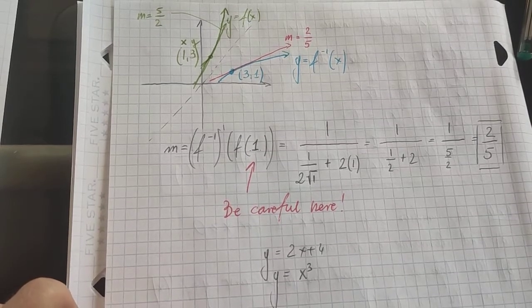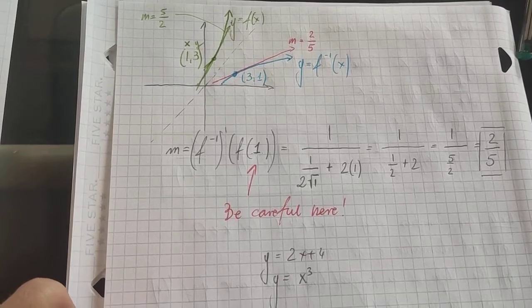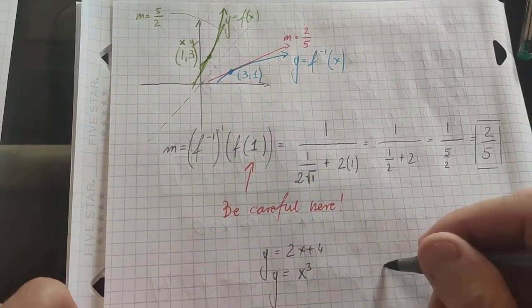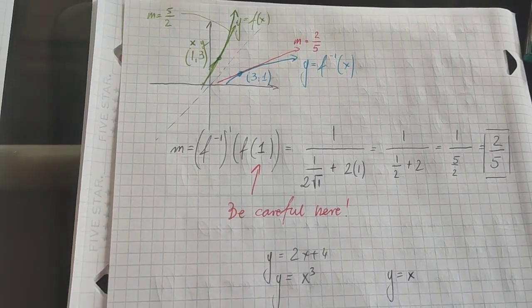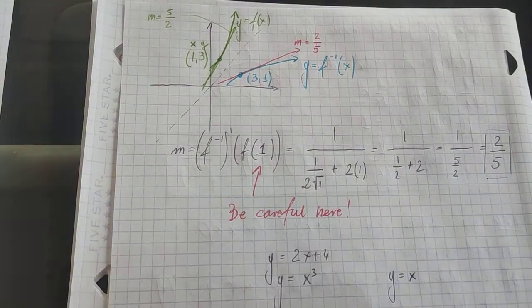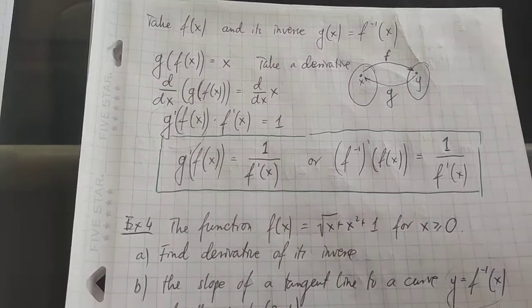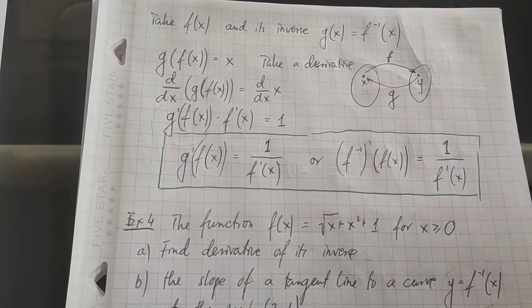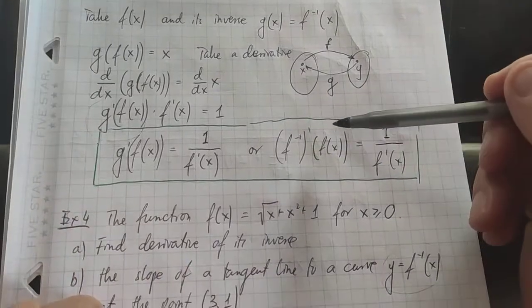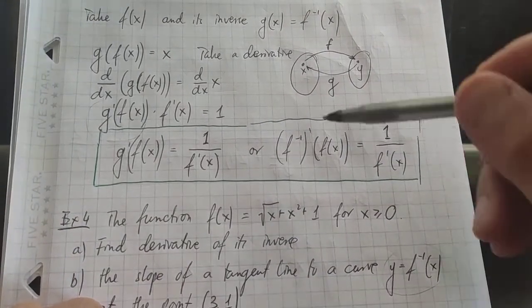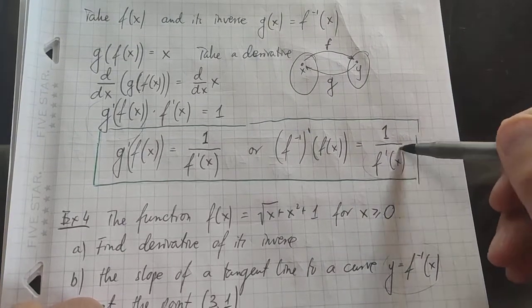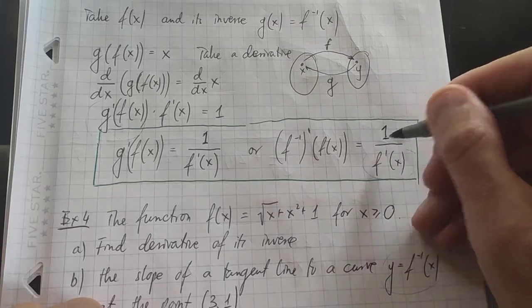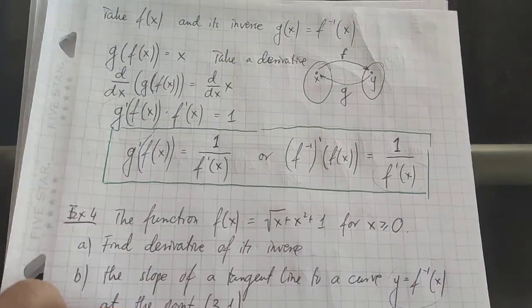Then what else was there? The line of symmetry between the two graphs, of the original function and its inverse, is y equals x. Then to find the derivative of the inverse, we can simply use this formula: the derivative of the inverse of f of x. We simply calculate the derivative of the original function and take a reciprocal of it. Okay, and that's pretty much it.